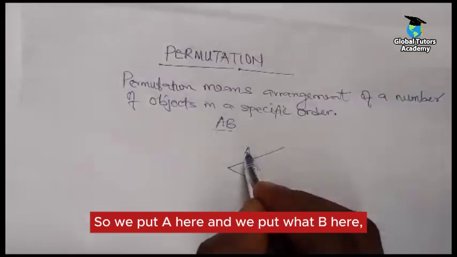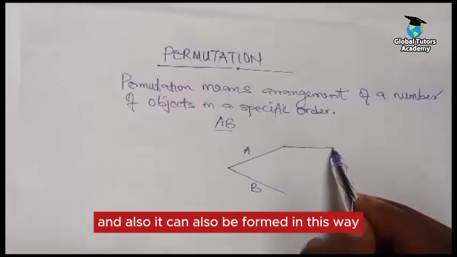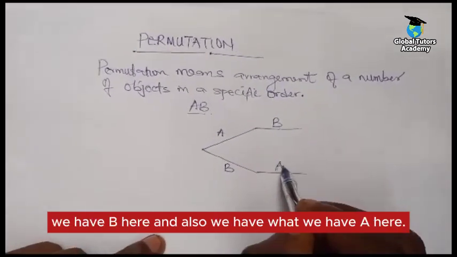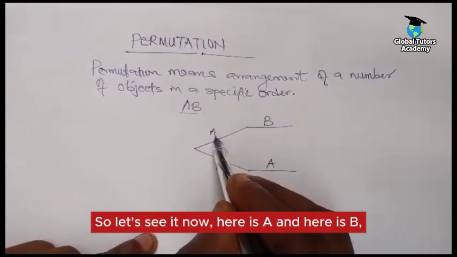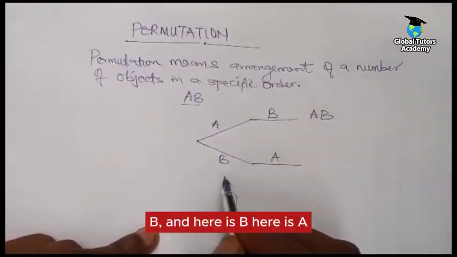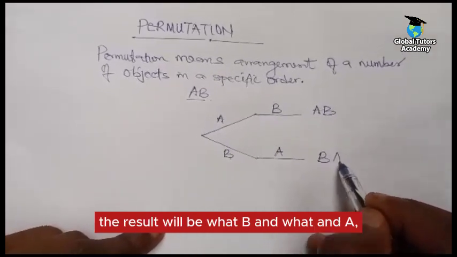So we put A here and we put B here. Then it can also be formed in this way: we have B here and we have A here. So let's see now. Here is A and here is B, so the result will be AB. Then here is B, here is A, and the result will be BA.